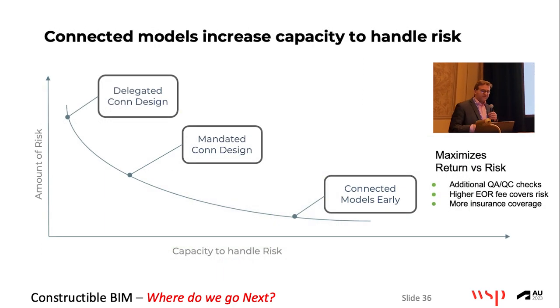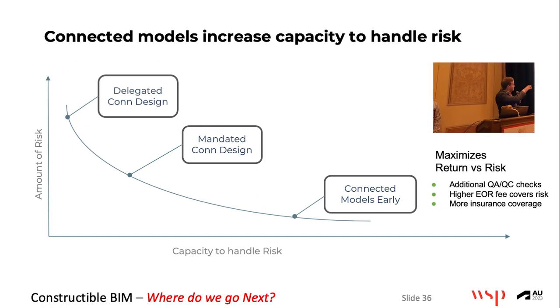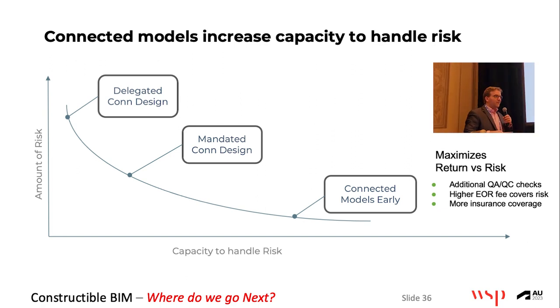And we see this process of really connected models as really reducing risk for the owner. You might think of this as like a column interaction diagram, you know, your external forces going vertical and your capacity going to the right. But think of these processes of delegated connection design, mandated connection design, which is West Coast, to this early connected model.